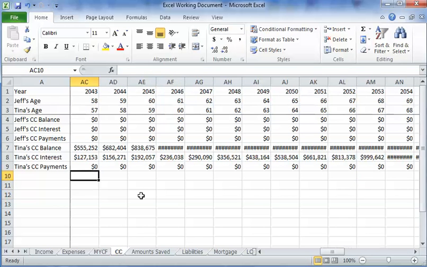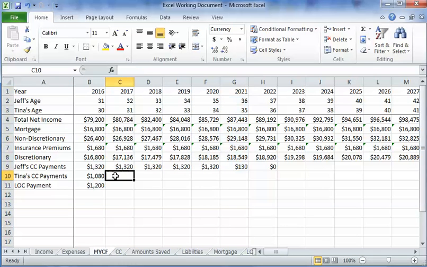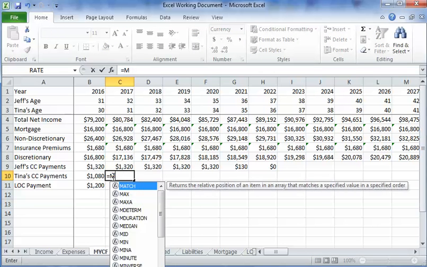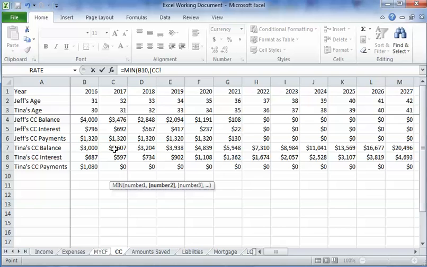I'm not worried about those values getting so large yet, because we haven't done anything except for apply a massive amount of interest to her credit card. So of course it's going to get so large. So now we pop over here to multi-year cash flow. And we're going to do the same thing for Tina, where we say we're going to use the smaller of either that $1,080 or the combined total of her credit card principal and credit card interest.